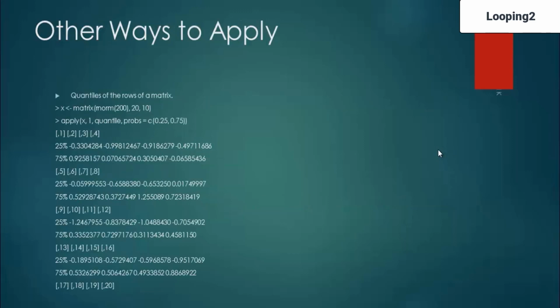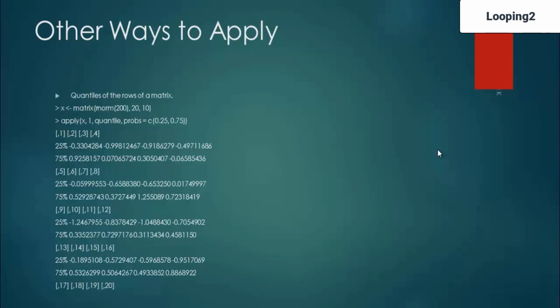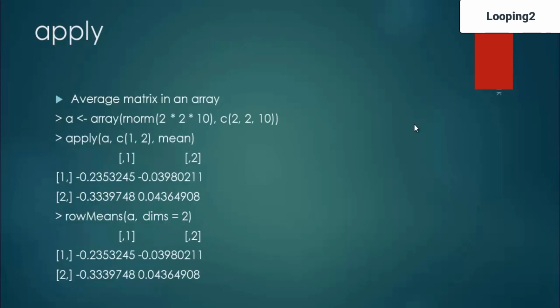So for other ways to use apply, if you want to get quantiles of the rows of the matrix, quantiles are normally 25, 50, and 75, and complete. This is how the quantiles are defined: 0 to 25, 25 to 50, 50 to 75, 75 to 100. So you apply x comma 1 comma quantile comma probs equal to c of 0.25 comma 0.75. When you apply this, you will get the following result. You'll get a result for each and every row, 1 2 3 4 5 6 7 8 9 10 11, each with its quantiles. So this is how apply can be useful to you.